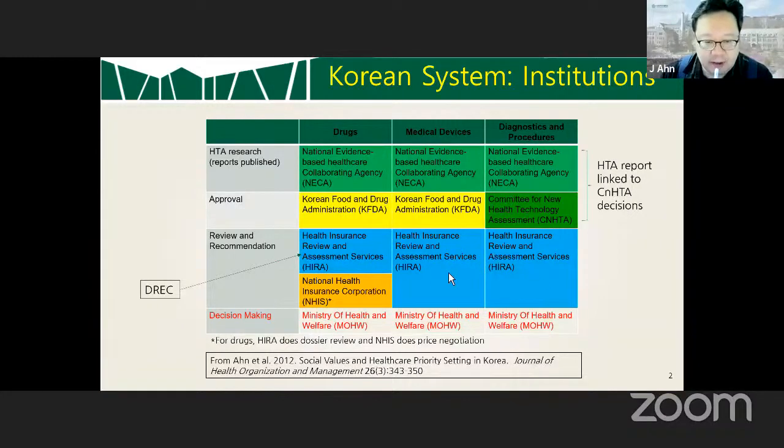And there is a reimbursement agency, the Health Insurance Review and Assessment Service, HIRA. They have their own committee to decide whether a technology can be introduced into our health insurance. And our payer, the National Health Insurance Corporation, does price negotiation for the drugs. For the other tracks, HIRA sets the fee schedule. And every decision is finalized at the Ministry's Supreme Committee. So we have a lot of committees, and that is the whole system.